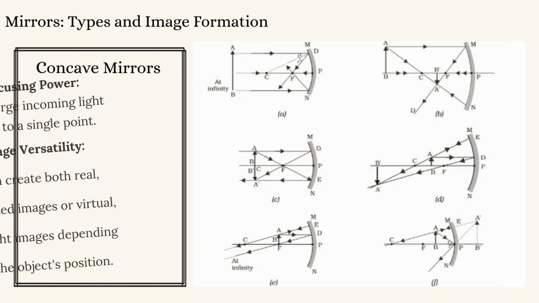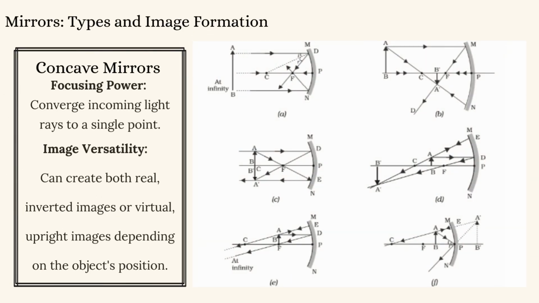Second one is the concave mirror. It is a mirror with an inward curved reflective surface like the inside of a sphere. It converges incoming light rays to a focal point. Depending on the object's position, it forms real and inverted images when the object is beyond the focal point. Virtual and upright images are formed when the object is between the focal point and the mirror. It is used in telescopes, shaving mirrors, makeup mirrors, and headlights to focus light.